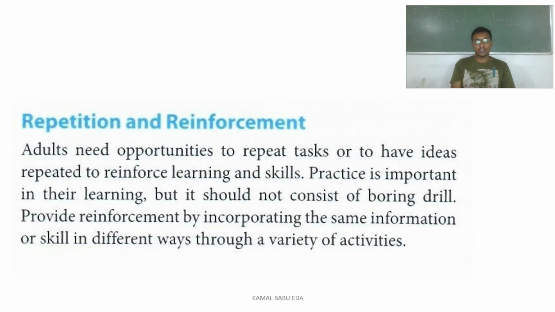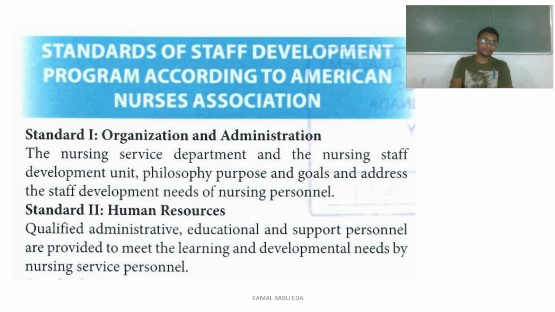Repetition and reinforcement: adults need opportunities to repeat their task, to have ideas, or to repeat their reinforced learning and skills. So you have to practice the important learning, but it should not be consistent, boring drill. You should give practice, but it should not be boring. You should provide reinforcement, incorporating the same information or skill in different ways through a variety of activities.